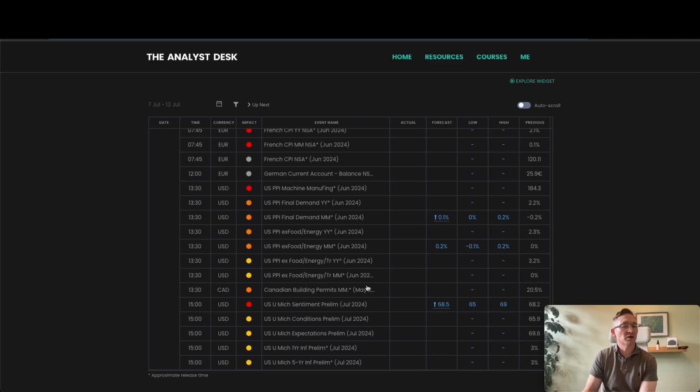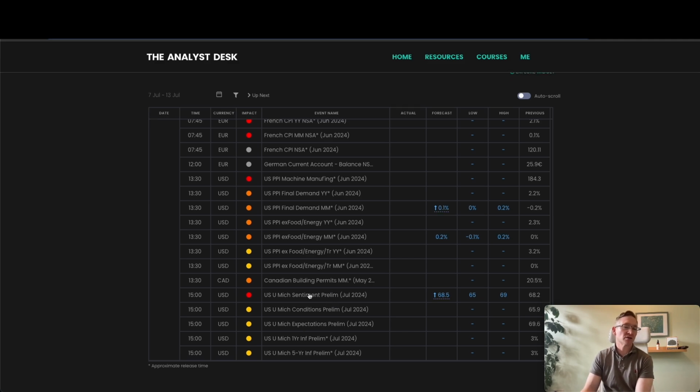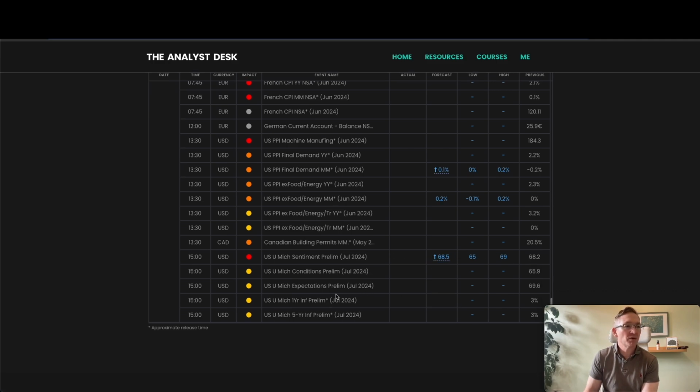And then the University of Michigan preliminary reading. You get two of these University of Michigan data releases a month. The first one, the preliminary one, is the most influential one, and that's due to come in slightly higher at 68.2. But keep an eye on the inflation expectations, because for the final readings for June, the inflation expectations surprised markets to the downside, and in theory they should have helped with some dollar weakness.